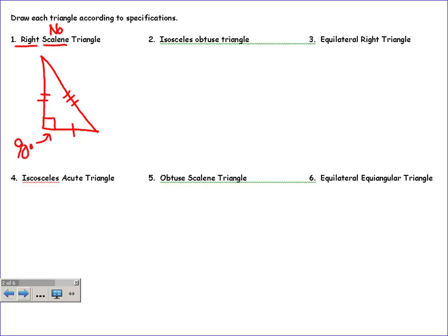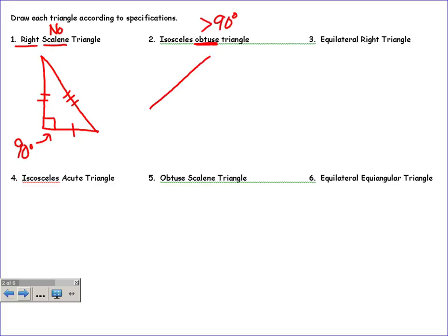Okay. The next one is isosceles and obtuse. I think it's a lot easier to always draw the angle part of it first. So everyone draw an obtuse angle. What does obtuse mean? Yeah, it means greater than 90 degrees. So everyone draw some angle greater than 90 degrees.